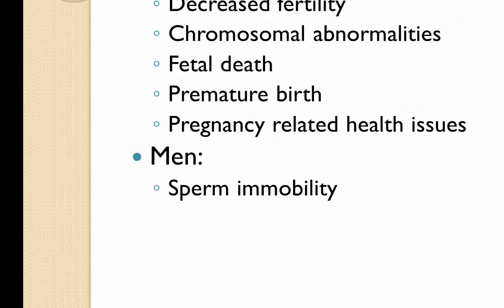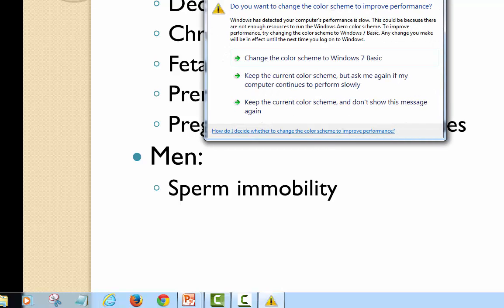So there are some issues with women. They tend to have decreased fertility. Perhaps they have a chromosomal abnormality. There's fetal death, premature birth, and pregnancy-related health issues. That's with women of advanced age. They may take longer to be able to conceive. They may need some assistance in being able to do that because of these particular issues that we see in their age.